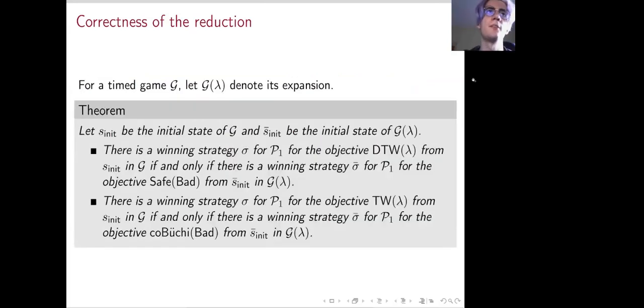It follows from these translations that we have a winning strategy for player 1 for the direct time window parity objective from the initial state of a game if and only if there is a winning strategy for player 1 for the safety objective in the expanded game from its initial state. And similarly, we have a winning strategy for the time window parity objective from the initial state of a game if and only if there is a winning strategy for player 1 for the Büchi objective in the expanded game.